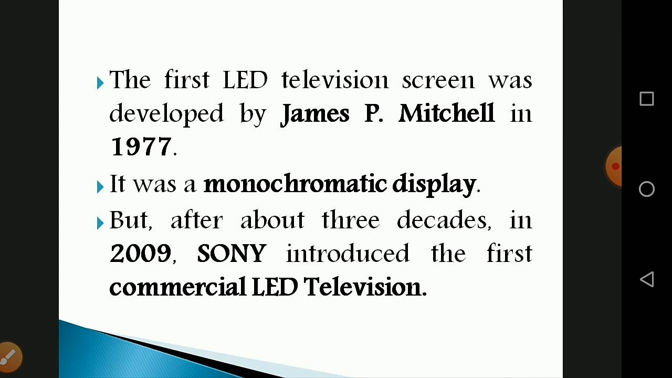The first LED television screen was developed by James Mitchell in 1977. It was a monochromatic display, but after about 3 decades, in 2009, Sony introduced the first commercial LED television.